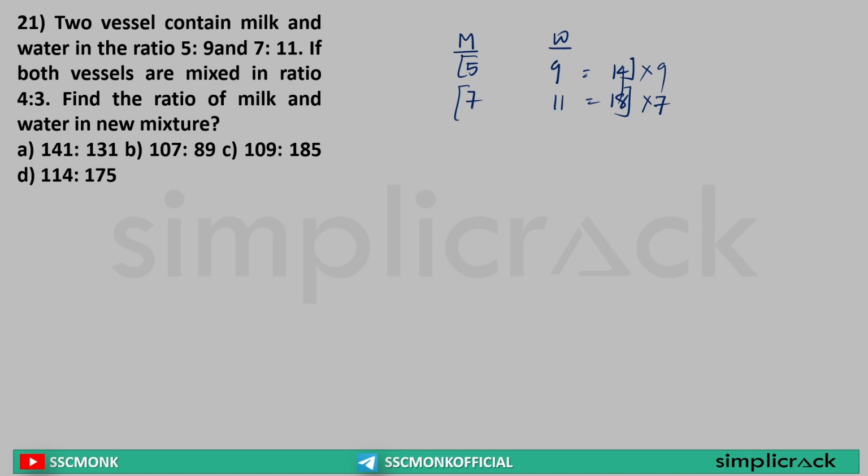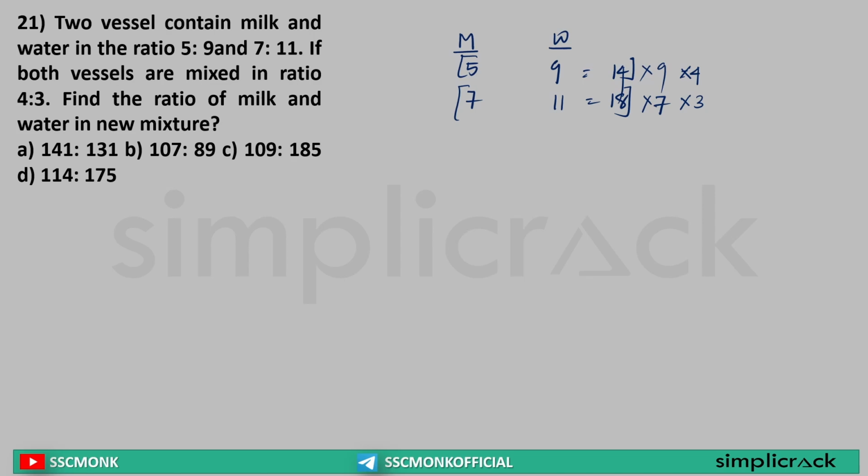Clear? Yes, sir. Now, if I multiply it, I will get the amount of milk and the water, but it is also saying in the mixture there will be 4 part of the milk and 3 part of the water. So that's how it will be added.